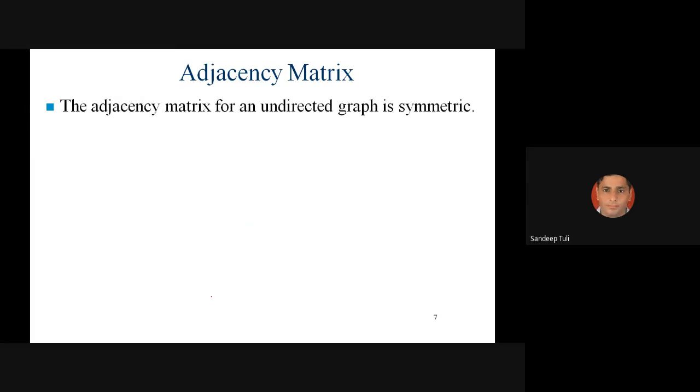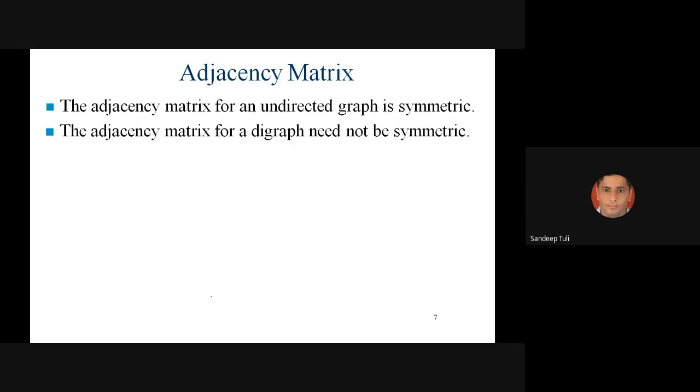So we are now trying to conclude the things that we have studied. I have written in the slides also. The adjacency matrix for an undirected graph is symmetric. It is true. The adjacency matrix for the digraph need not be symmetric. What is digraph? Actually, it's a short form of directed graph. The adjacency matrix for a directed graph need not be symmetric, which we discussed just now.